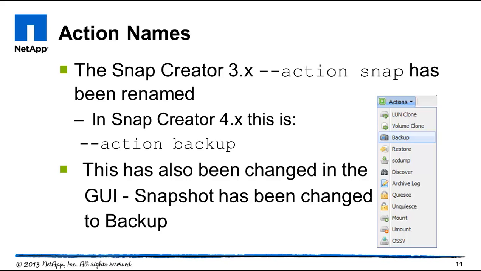And finally, we did have a change to one of the action names in Snap Creator. The CLI version in Snap Creator 3.x was --action snap. But in Snap Creator 4.0, this is --action backup. And this change has also been made in the GUI. The action that was formerly known as snapshot has been changed to backup.